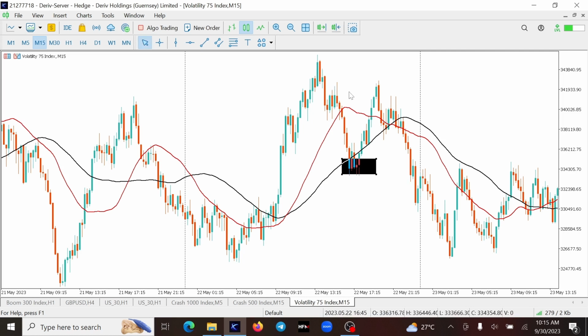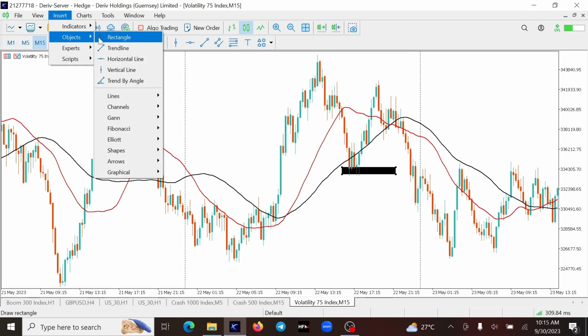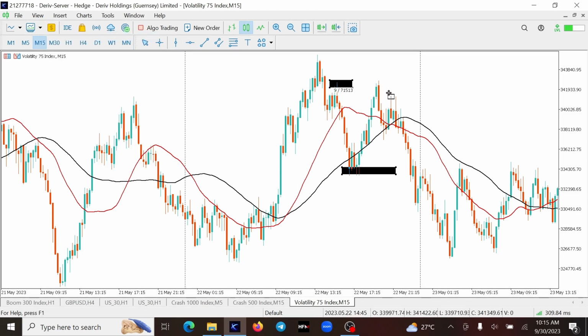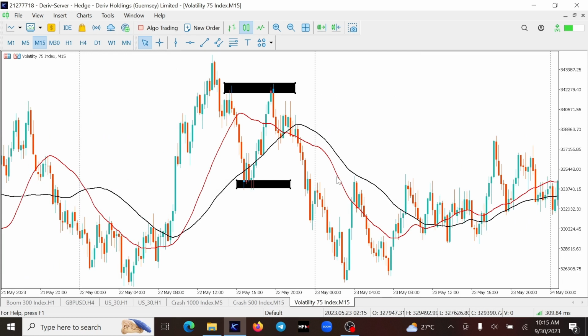Look at it. This is a recent high. If you can spot it, that's a recent high. That's your TP. All right, that's your TP. The same thing for this.